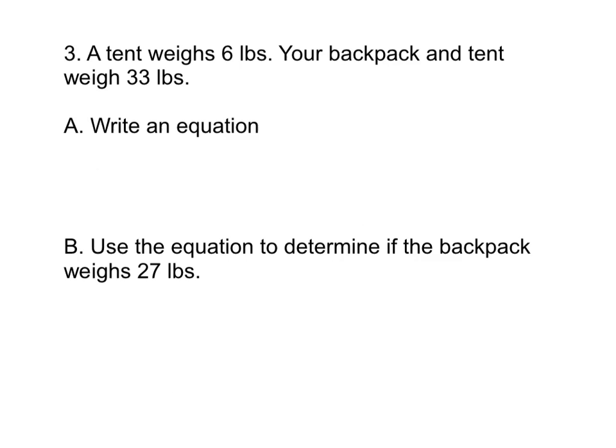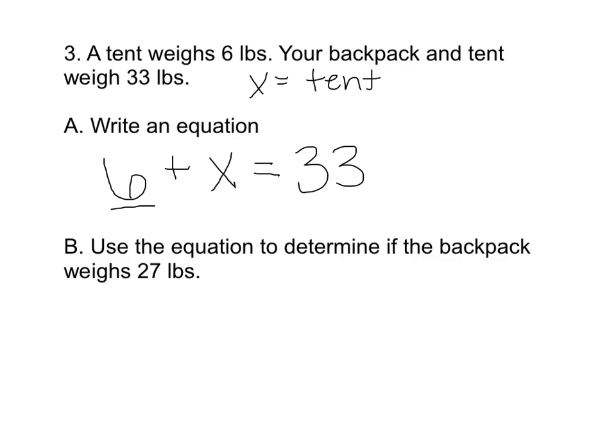Alright, this last one says a tent weighs 6 pounds. Your backpack and tent weigh 33 pounds. So we need to write an equation. What I'm going to do is I know my tent weighs 6 pounds. 6 plus x, and I'm going to write up here, x equals my backpack, equals 33 pounds. So that means my tent plus my backpack. Sorry, x does not equal tent, x equals backpack. So 6 is our tent, x is our backpack. We know they have to add together to make 33. There's my equation. I answered letter A.